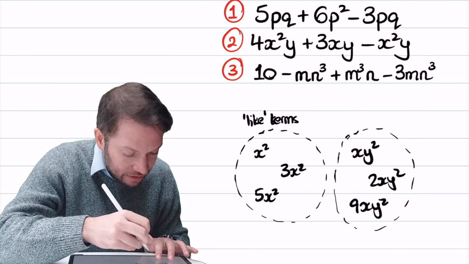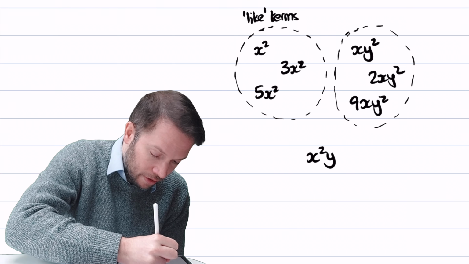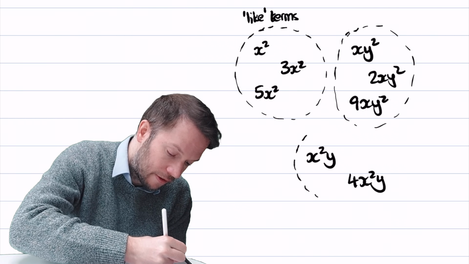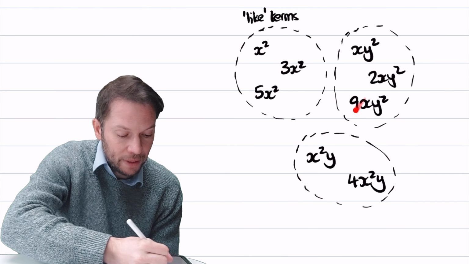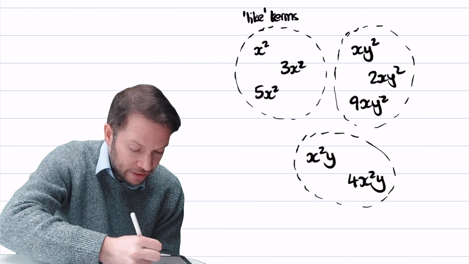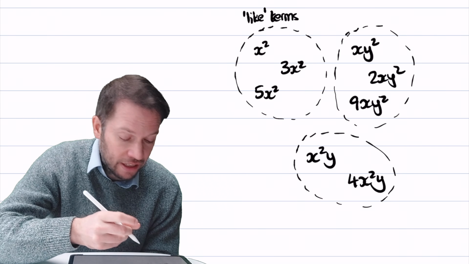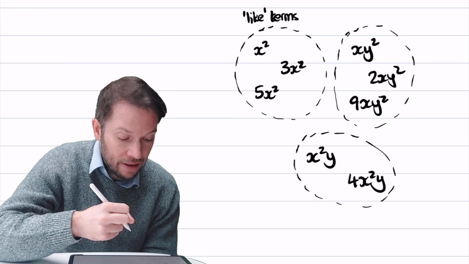But if you had x squared y, and you, for example, had 4x squared y, then these are like terms. But they're not like terms with these ones, because in this one, it's the y that's being squared, whereas in this term, it's the x that's being squared. So the powers are on different variables here. So these are not like terms, and you wouldn't be able to collect them together.